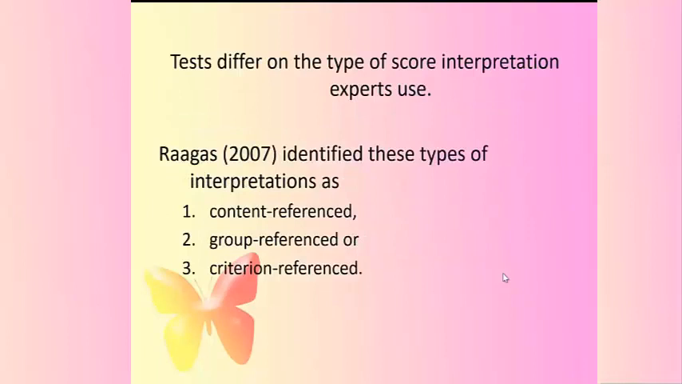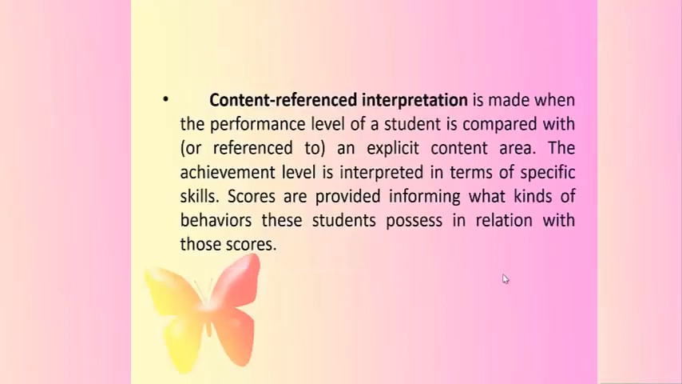Tests differ on the type of score interpretation experts use. Bragas, 2007, identified these types of interpretation as first, content reference; second, group reference; and third, criterion reference. Content reference interpretation is made when the performance level of a student is compared with reference to an explicit content area. The achievement level is interpreted in terms of specific skills. Scores here are provided, informing what kinds of behavior the students possess in relation to those scores.